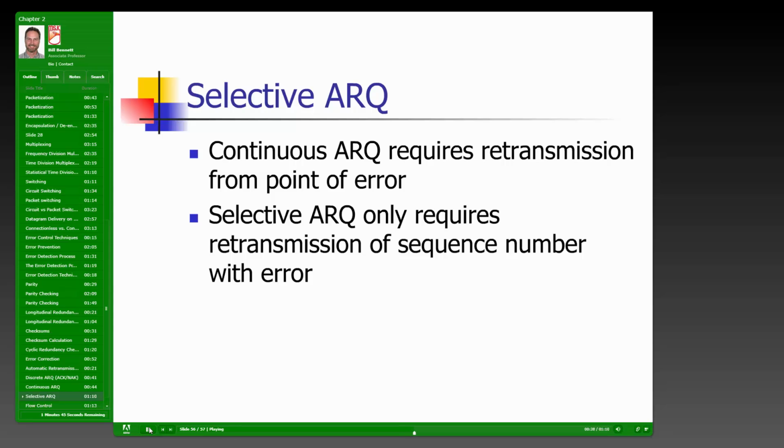In selective ARQ, only the sequence that was in error is retransmitted. So in that same example, say you've got 100 sequences being sent. Sequence number 80 was in error on the recipient's end. So the receiver sends a NACK back with 80 identified as the sequence that was in error, and at that time the original sender only retransmits sequence number 80 instead of all of the sequences from 80 back up to 100. So obviously a much more efficient method of error correction.